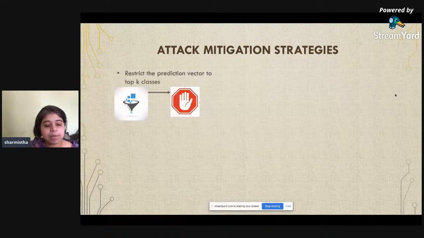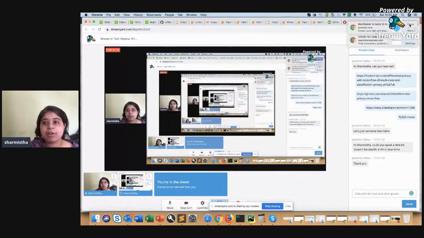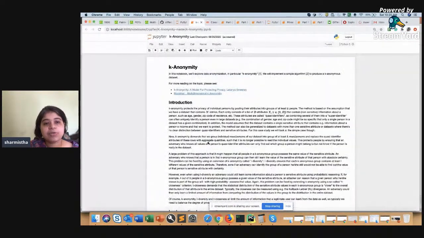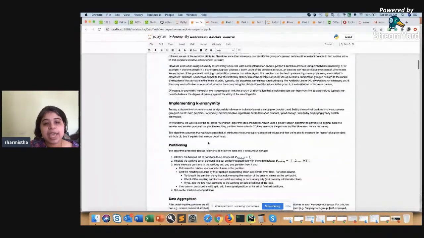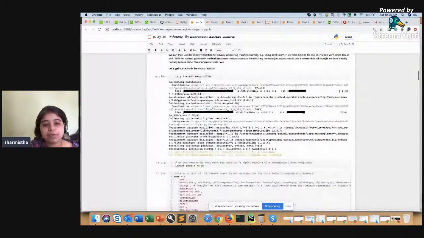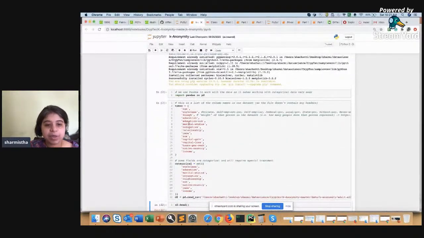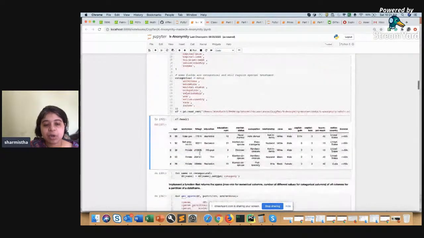So let's do some anonymization technique. Let's have a look at how we will do it in terms of code. So this is one K anonymity problem. K anonymity means, if you see, I get some data. I have age, working class, education, some sensitive information, sex, race, capital gain, capital loss. So these are for individuals that should not get leaked to the outside world.